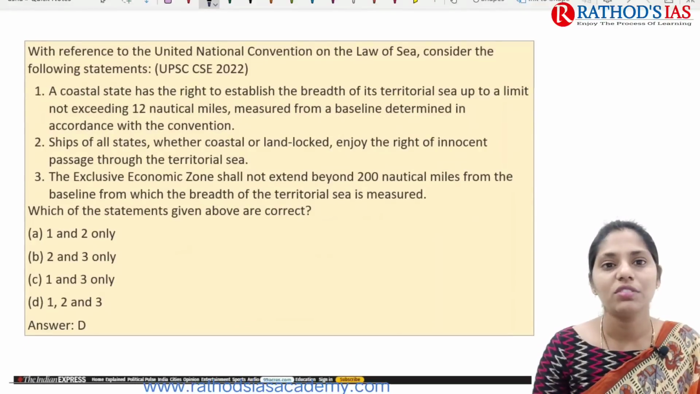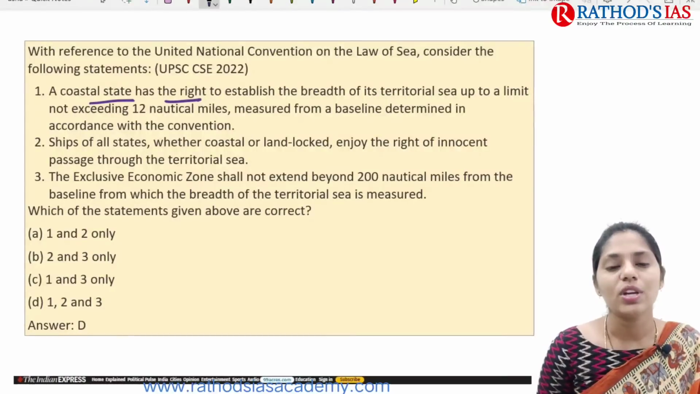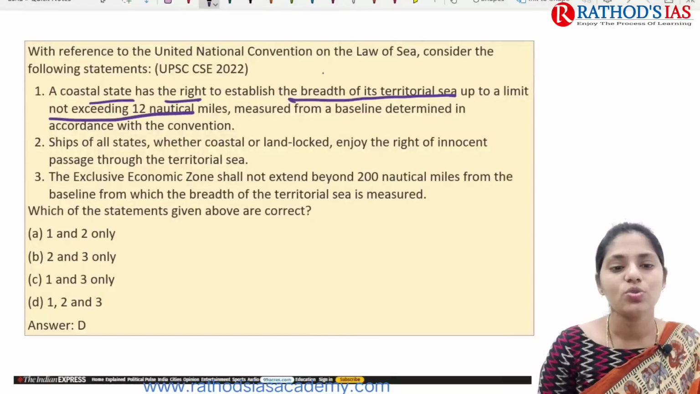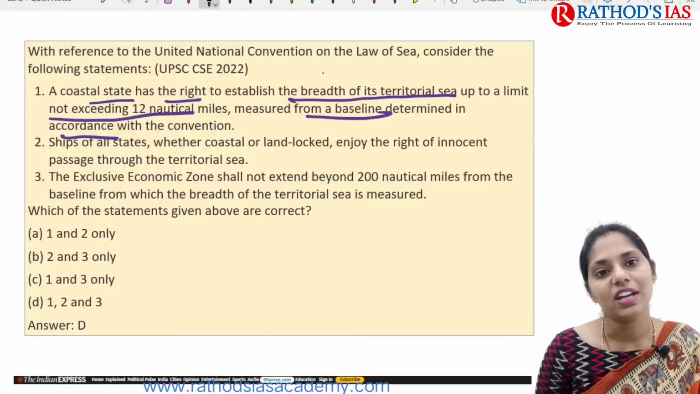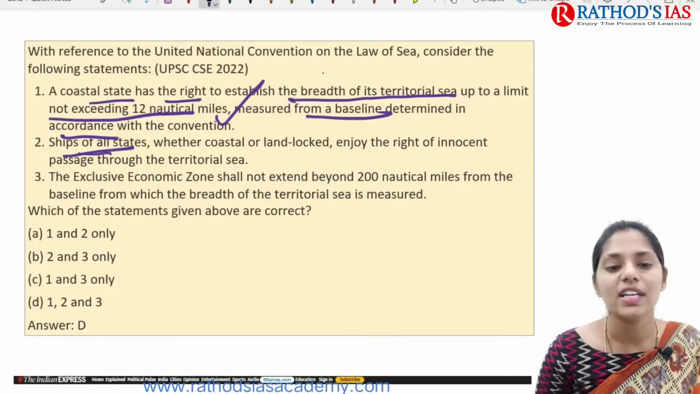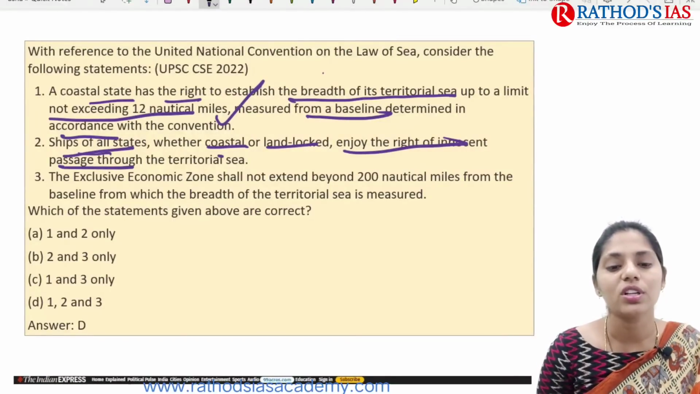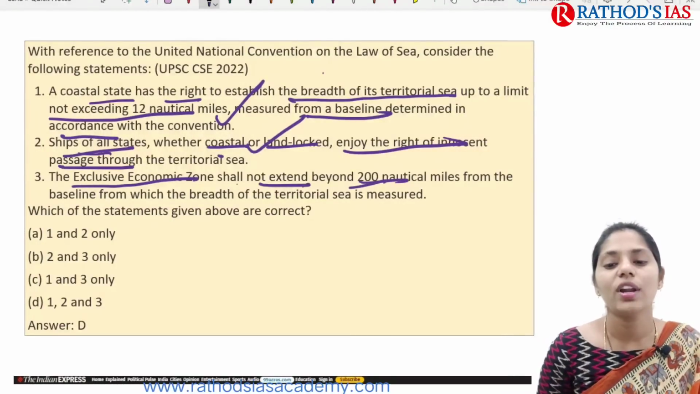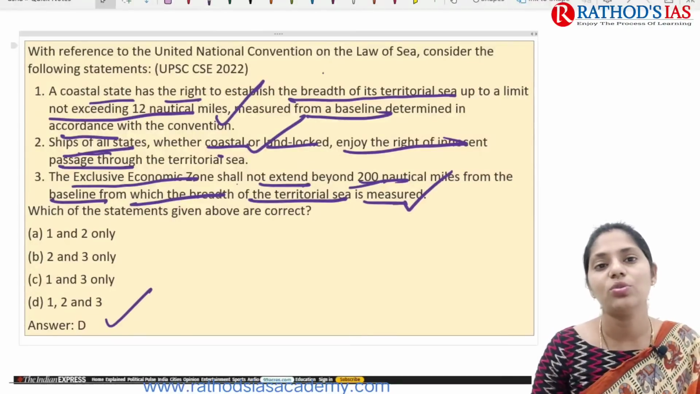And the next question also appeared in 2022 regarding UNCLOS. The coastal state has the right to establish the breadth of the territorial sea up to a limit not exceeding 12 nautical miles, measured from the baseline determined in accordance with the convention. Yes. Next, ships of all states, whether coastal or landlocked, enjoy the right of innocent passage through territorial seas. Next, the exclusive economic zone shall not extend beyond 200 nautical miles from the baseline from which the breadth of the territorial sea is measured. Yes, this statement is also correct. So the correct option is D, 1, 2 and 3.